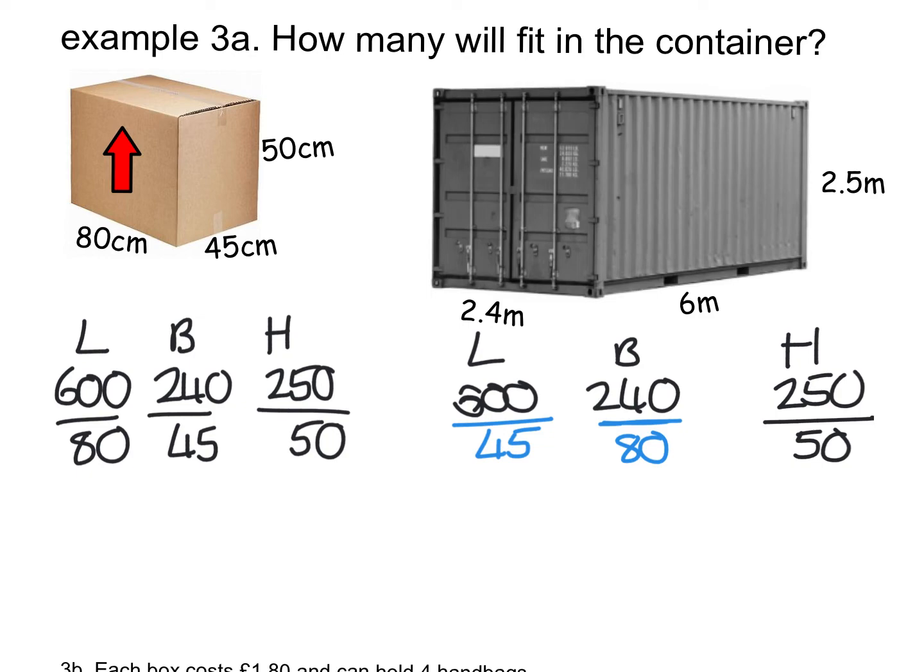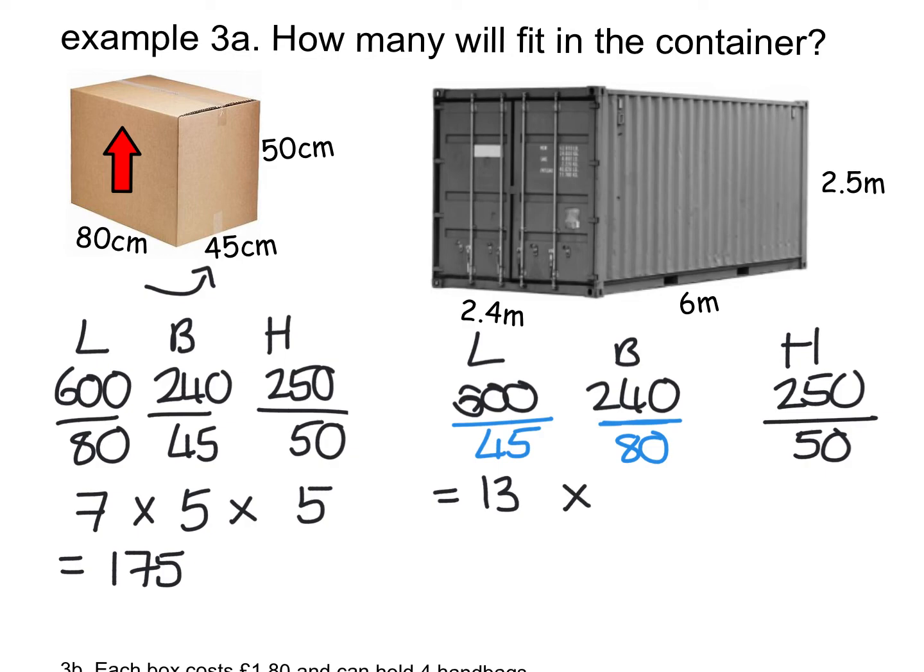So 600 divided by 80 is 7 and a bit boxes, so that will give us 7. Times 240 divided by 45 is 5 and a bit, so 5, and 250 divided by 50 is 5. And then when you multiply them all together, you've got 7 times 5 times 5, which is 175 boxes. Okay, by rotating that box, remember we're just rotating that box by 90 degrees, we've got 600 divided by 45, which is 13 and a bit boxes that way. 240 divided by 80 is exactly 3, and the last one is exactly 5 again. So we have a total number of 195 boxes.